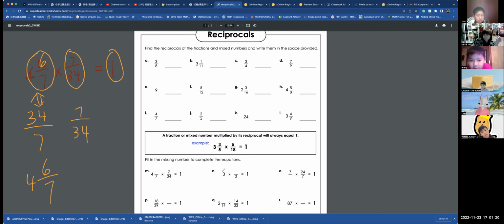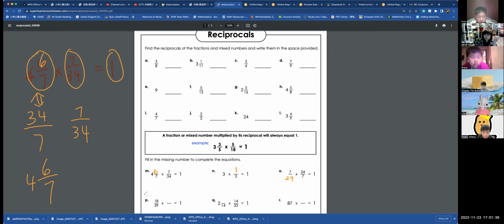Understand? So let's take a look at number 2. 3 times what over 3 equals 1? Very easy. What is the reciprocal of 3? 1/3. Okay, so let's take a look at this one. 7 over what times 24/7 equals 1? What is that? 24.